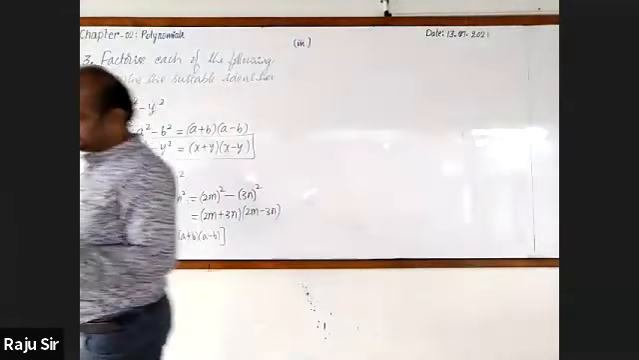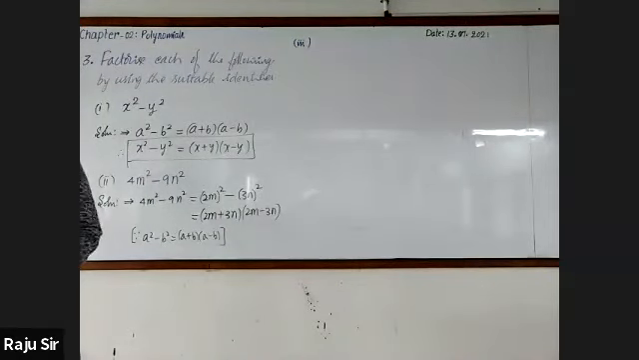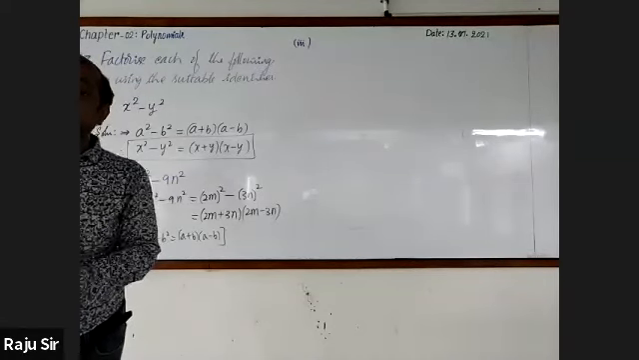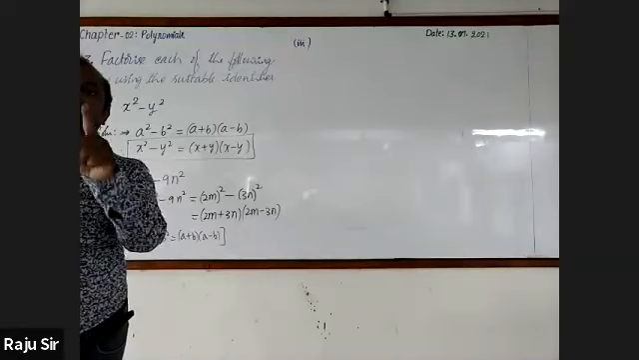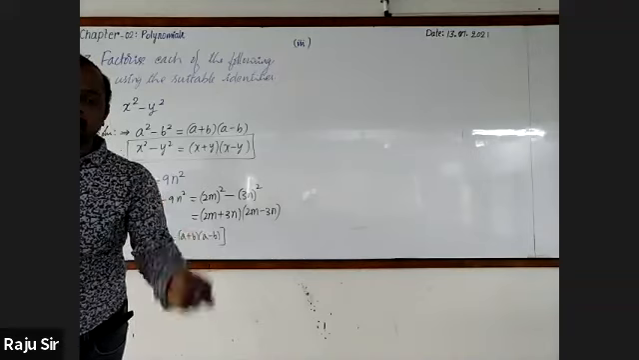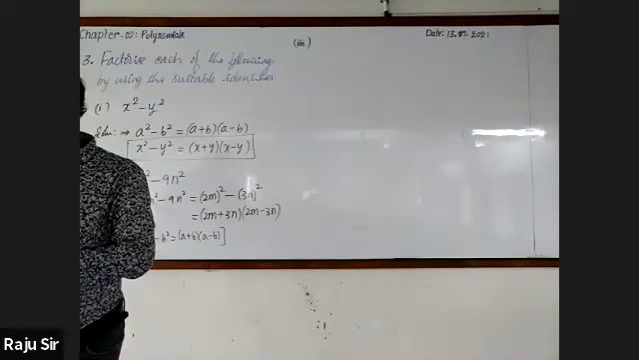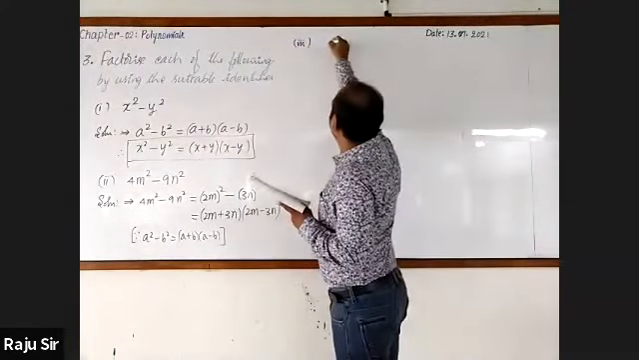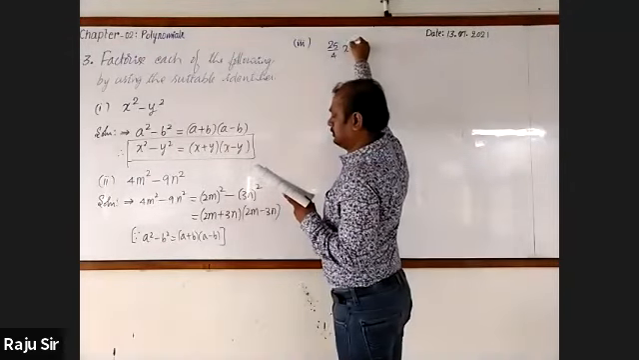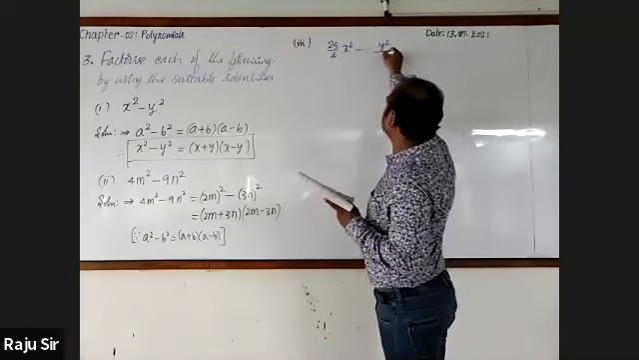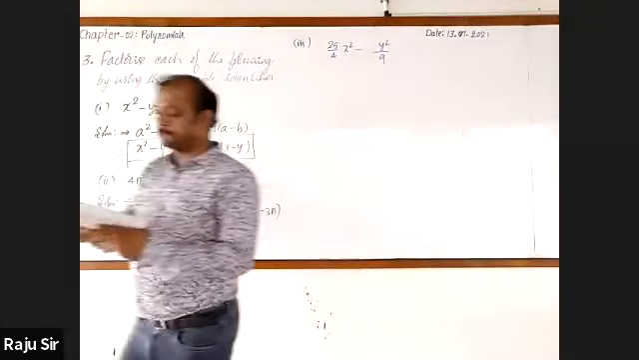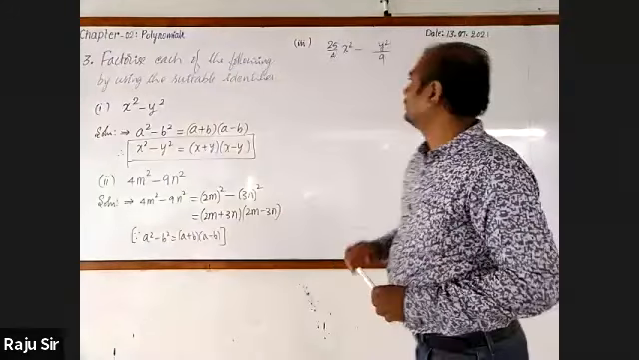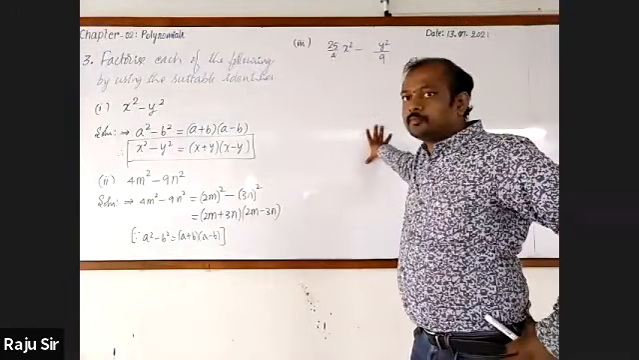I take the third one. To factorize all this, you must be aware of, and should also be perfect about, square numbers and cube numbers. Then you can guess it easily. Next one, I'm taking from the textbook. It is 25 by 4 x square minus y square by 9.